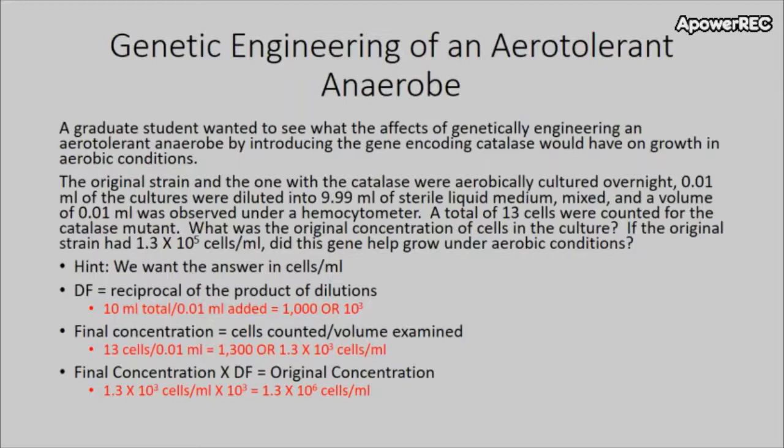For dilution factor. And our final concentration was 13 cells in 0.01 milliliters of volume examined. So 13 divided by 0.01 is 1.3 times 10 to the third cells per mL. We multiplied those two values together, 1.3 times 10 to the third cells per mL times our dilution factor 10 to the third, and our final concentration is 1.3 times 10 to the sixth cells per mL.